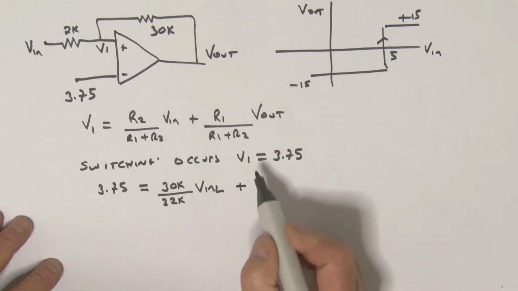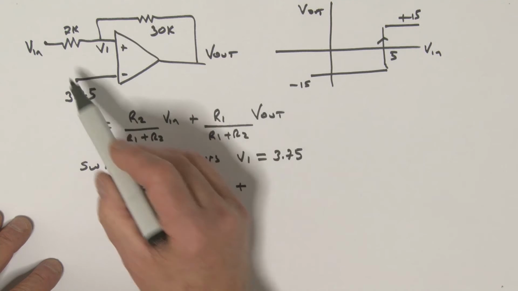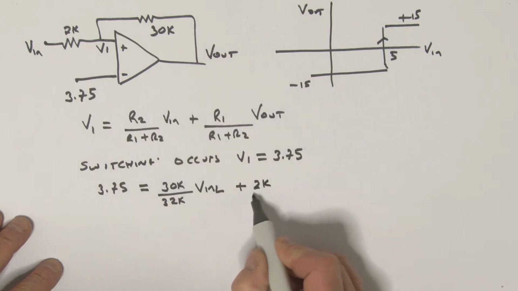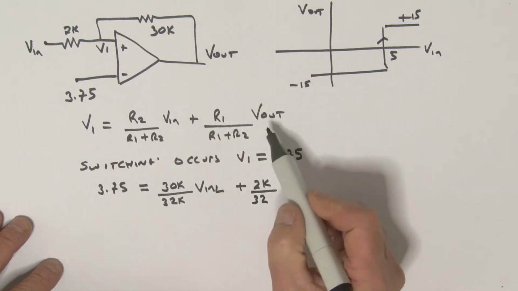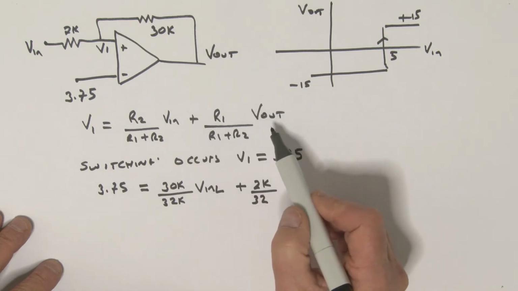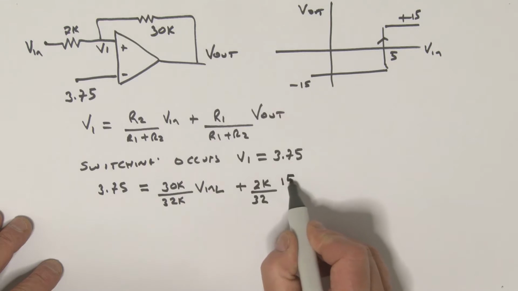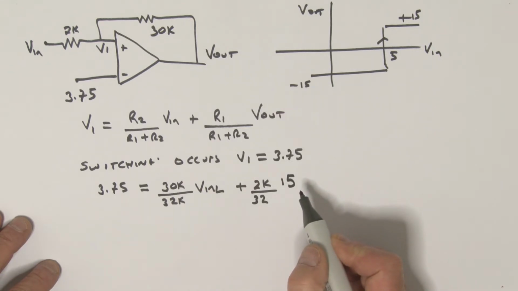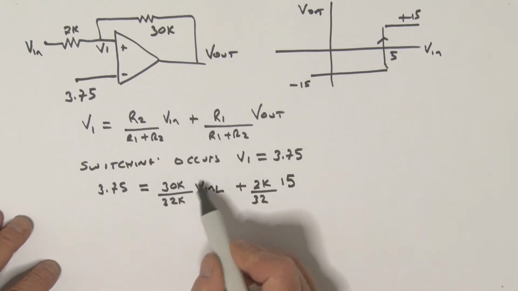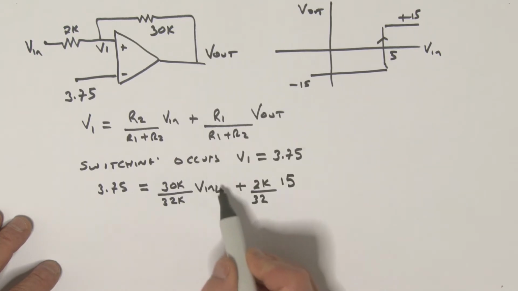And this is equal to a plus. This is R1, which is what? 2K divided by 32K times our output voltage. Well, it's now a plus 15. So there it is sitting at 15. All right, so what we need to do now is find this V in L term.